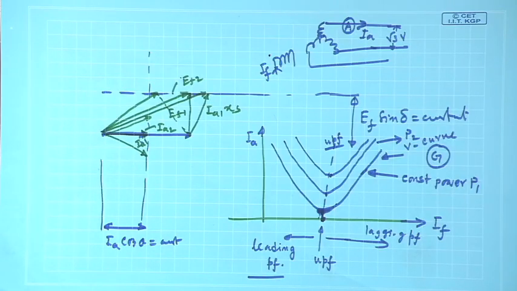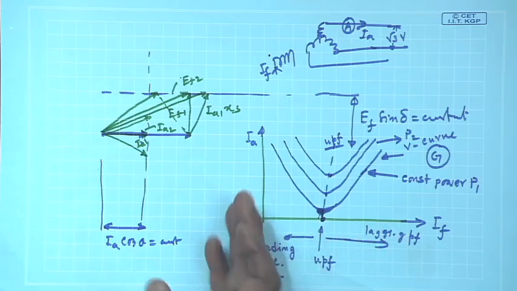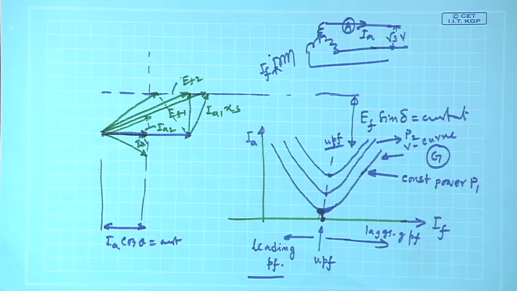That is a synchronous generator connected to bus delivering a constant power, say P 1. As you vary the field current, see how armature current varies. At unity power factor operation, minimum armature current, and people like this point of operation, close to unity power factor operation, because current handled by the machine will be minimum.